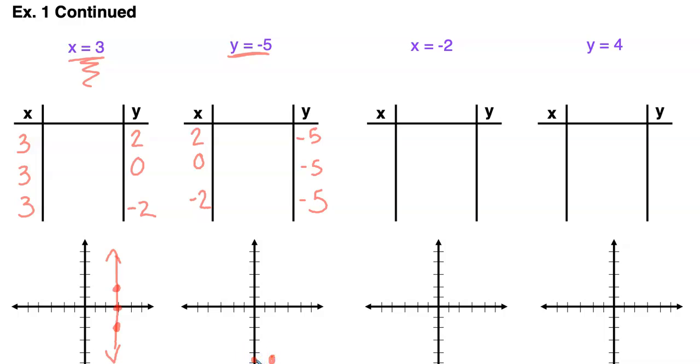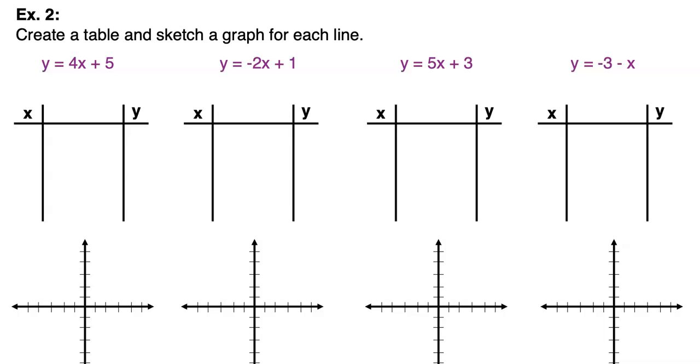And then I have -2, -5. As should happen, I create a horizontal line which cuts through the y-axis at -5. All right, so let's go ahead and do a few of these.